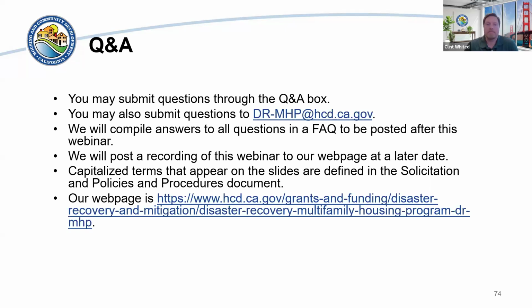Any capitalized terms that appeared on the slides or in the solicitation document are defined, and our webpage is really long, but it's there. Under grants and funding, disaster recovery and mitigation, you'll find your way to the multifamily housing program, the DRMHP program. Thus far in our Q&A box, we have received 3 questions from participants. I'll go through those now while you load any additional questions that you have for our team to respond to.